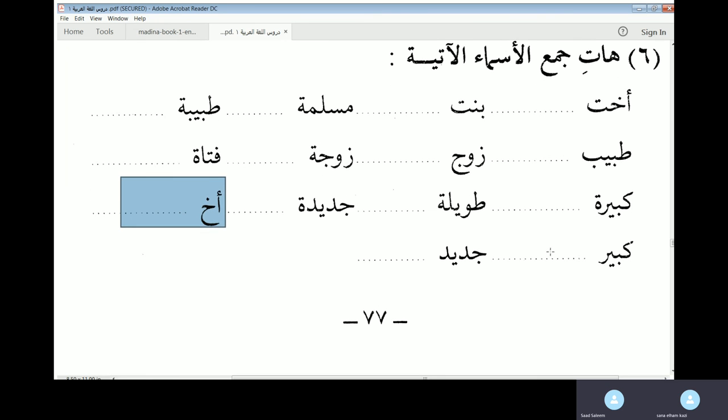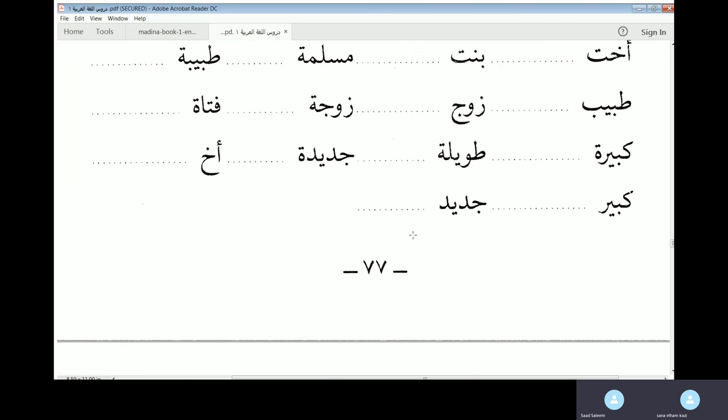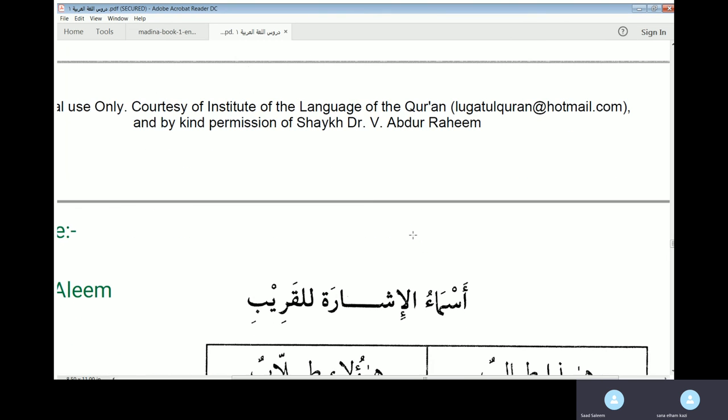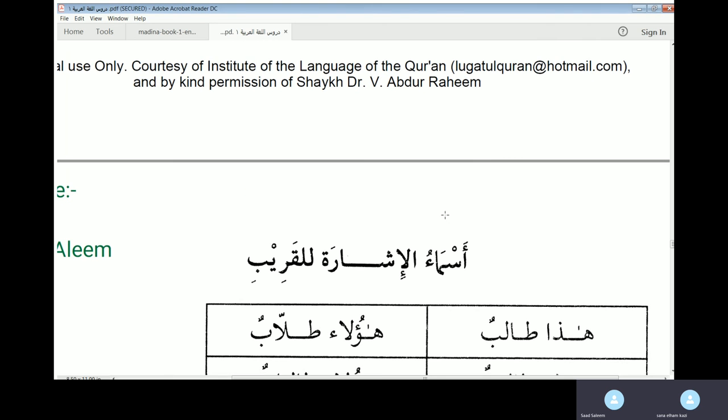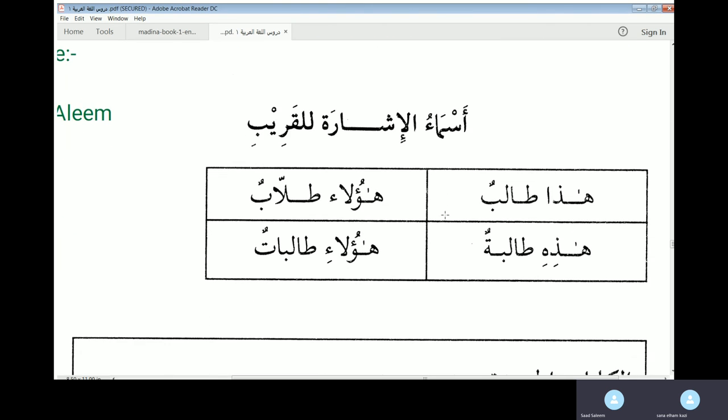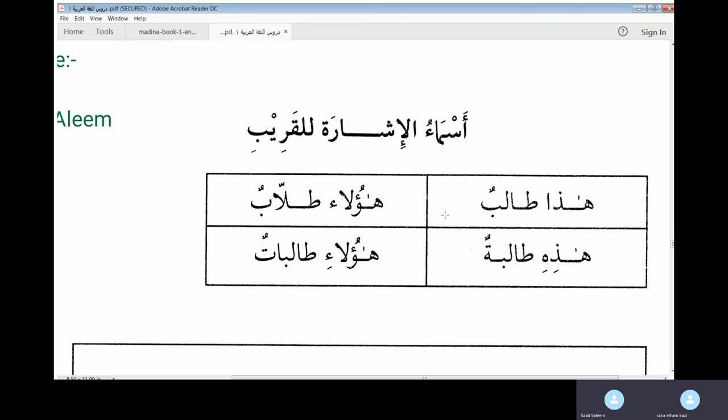Okay. Kabirun, kibbaru. Jadidun, jududun. So for jadidun, male and female, it's the same, jududun. Yes. And for kabirun also it is the same for male and female. Yes, for male.